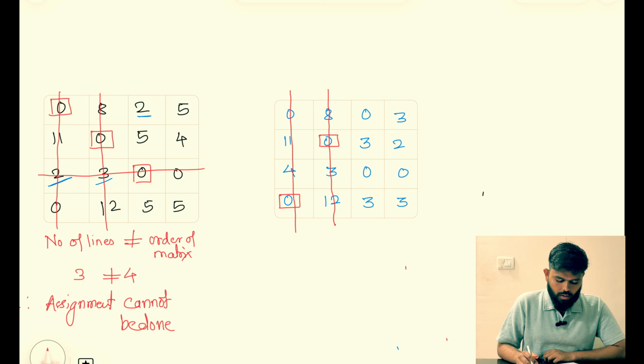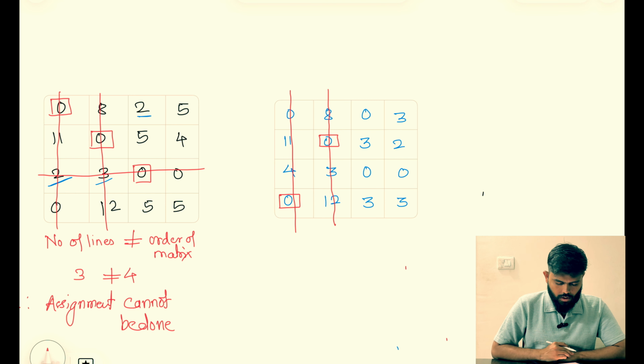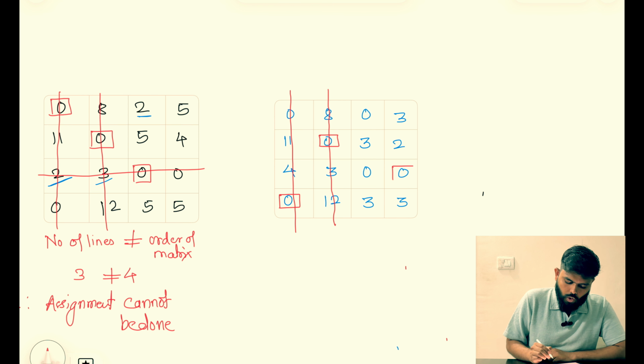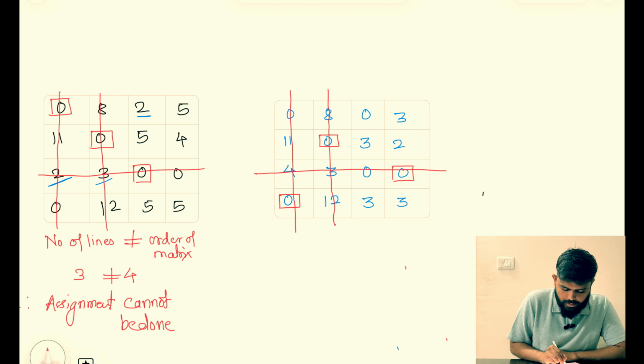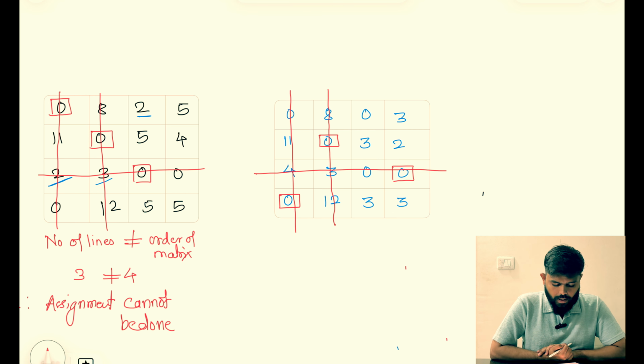Now move toward the column scanning. The first two columns are already scratched, so move towards the third column. In the third column we have two zeros, so we cannot do anything. Move towards the fourth column. In the fourth column we only have one 0, so we can box it and scratch the row. So now row and column scanning are done, but still we have one 0 which is neither boxed nor scratched.